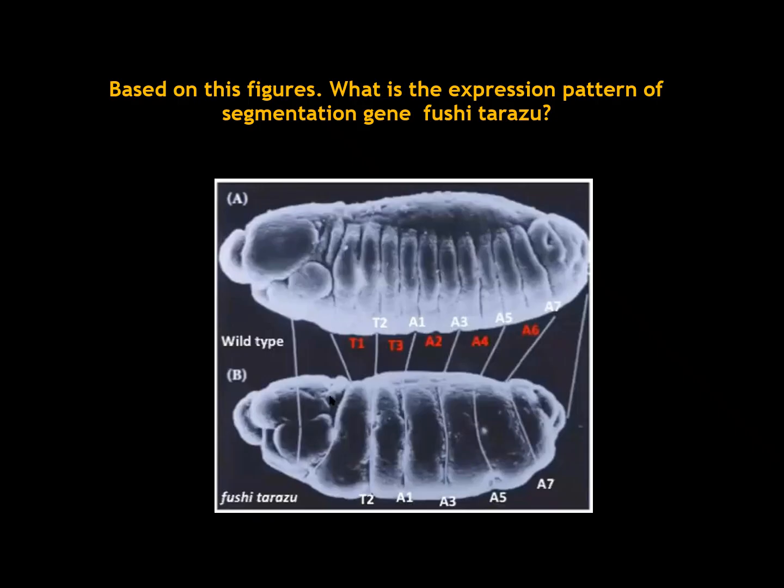To do that, instead of showing you, I just want you to think. Based on this figure, what is the expression pattern of the gene fushi tarazu? Here you have the wild type and you see the stripes. How do you see those stripes? Here there's one stripe in the normal, and here you see another stripe, and another stripe, and another stripe. Now I want you to look at these stripes. Do you see any in this stripe? What do you see in the following stripe and in this following stripe?